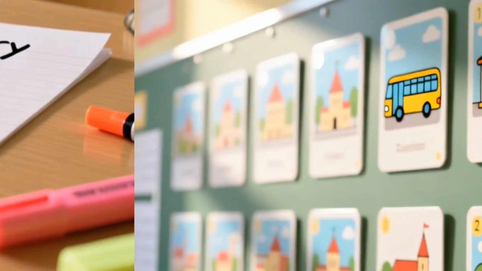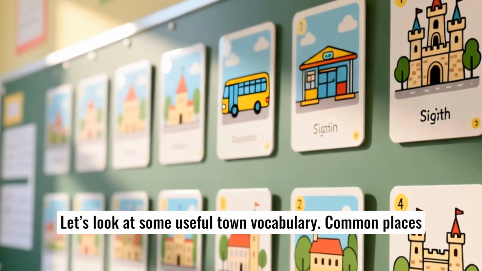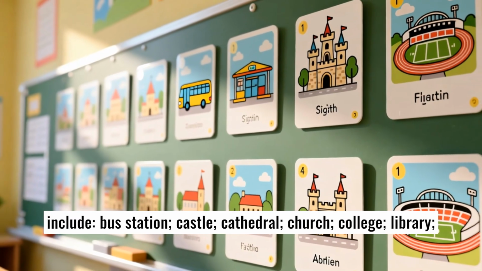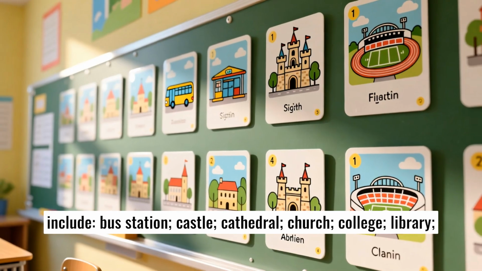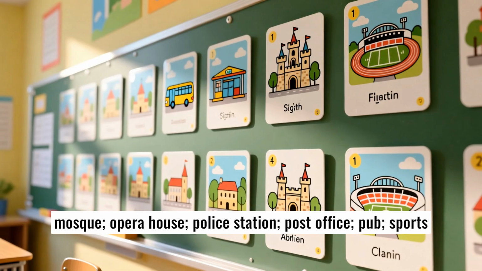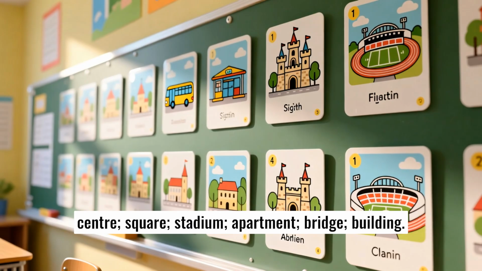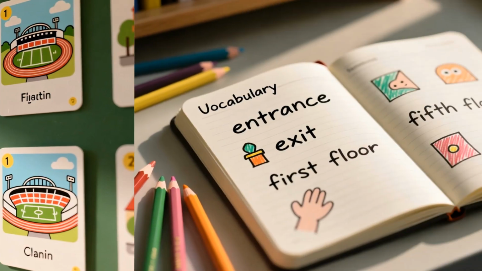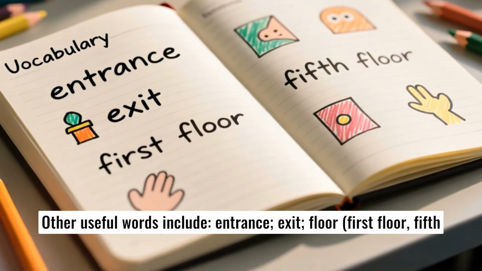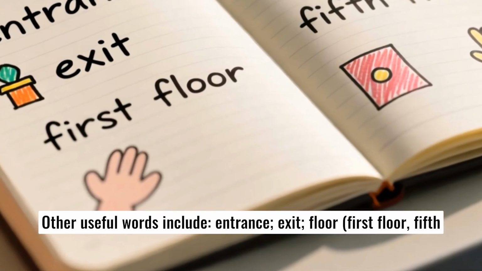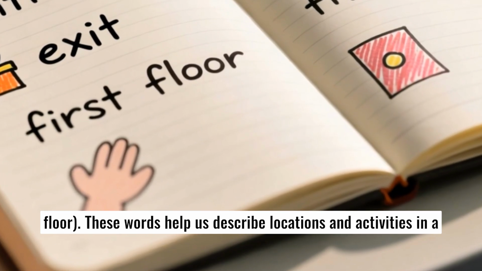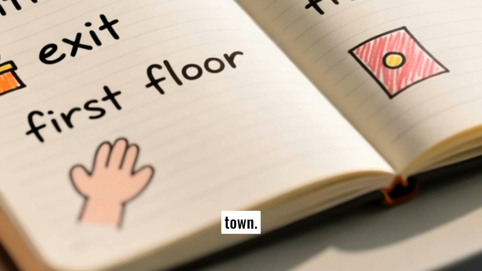Let's look at some useful town vocabulary. Common places include bus station, castle, cathedral, church, college, library, mosque, opera house, police station, post office, pub, sports center, square, stadium, apartment, bridge, building. Other useful words include entrance, exit, floor, first floor, fifth floor. These words help us describe locations and activities in a town.